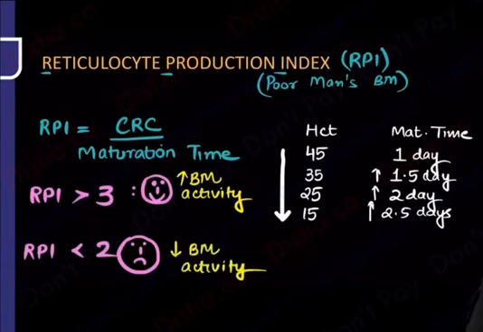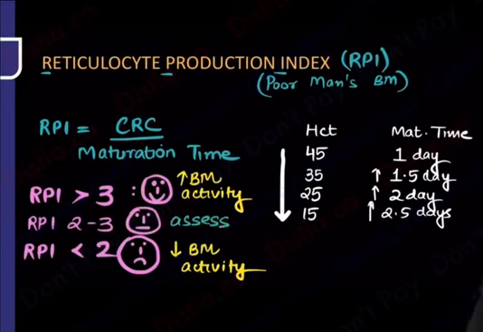And if it is in the gray zone, if RPI is coming somewhere between 2 and 3, then of course it's a straight face, meaning maybe my bone marrow is doing work, maybe it is not going to do work. So I assess as per the patient. Look at the symptomatology of the patient. Does he have mild anemia, severe anemia? Then you'll have to look at other factors. But simple, if it is more than 3, good work. Less than 2, bad work. Anywhere in between, I look at the patient and assess.